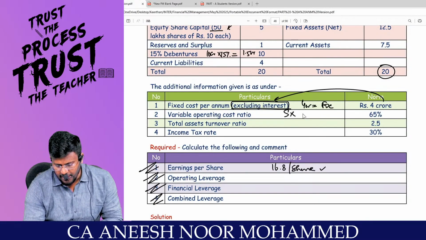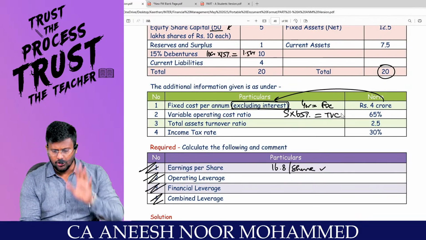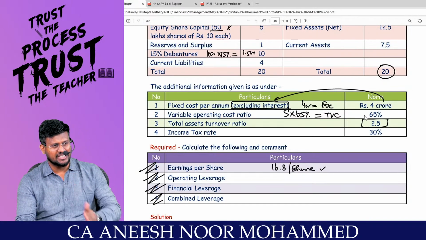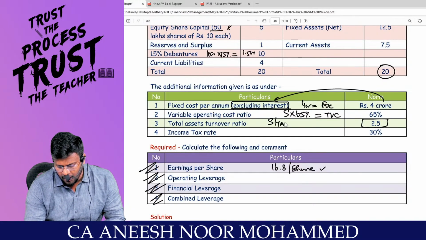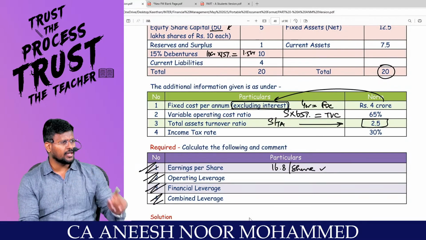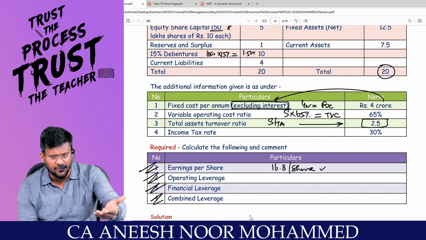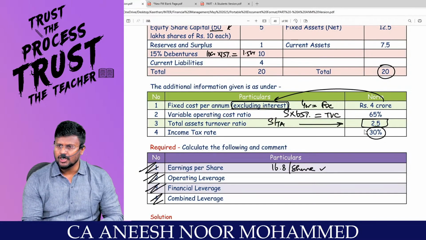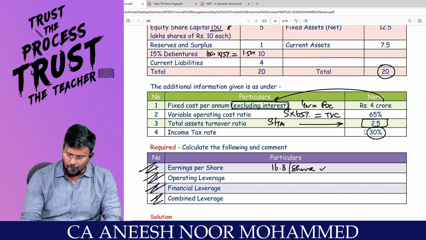So sales into 65%, if I apply, I will get the total variable cost. From the sales, if I reduce the total variable cost, I will get the contribution. Total asset turnover ratio, according to me, this data is the hero in the question. If you apply sales divided by total asset, you will be able to find out the sales. From there, you can apply variable cost, you will get the contribution. If you reduce the fixed cost, you will get the EBIT. Income tax rate is 30%, because from the profit before tax you have to pay tax. You will be getting the PAT, profit after tax.